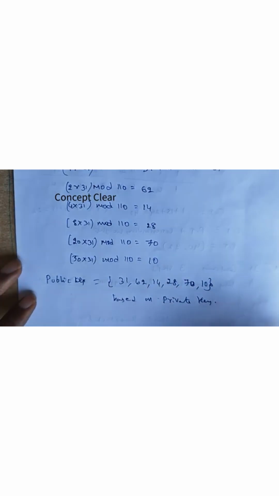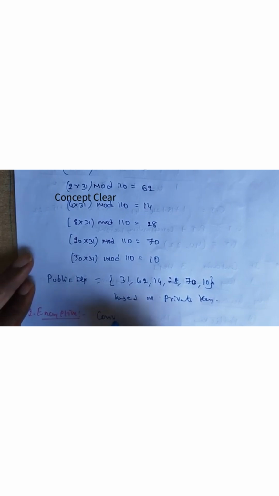Okay, here we used all the private keys to generate the public key. So what is the public key here? The public key is 31, 62, 14, 28, 70 and 10. This is the public key based on the private key. Based on the private key we generated the public key. Next, what we have to do? We have to encrypt the data.